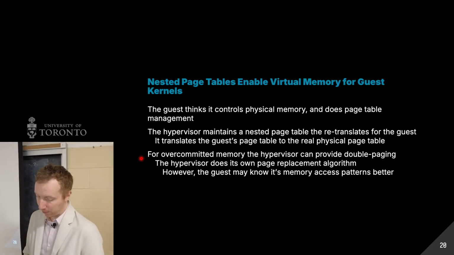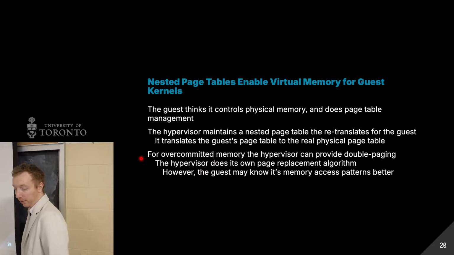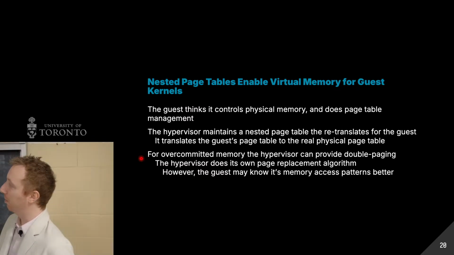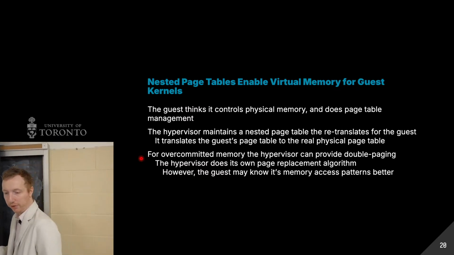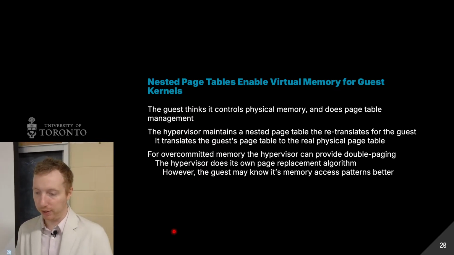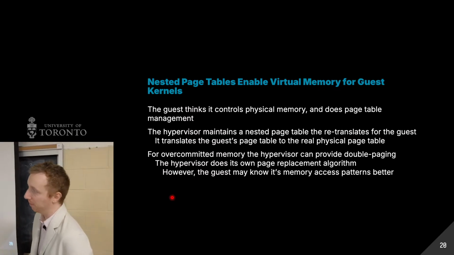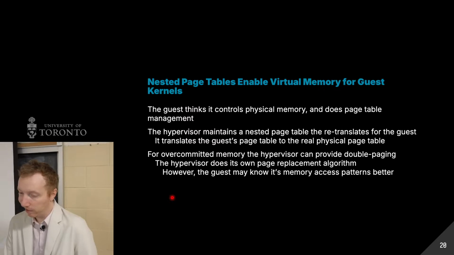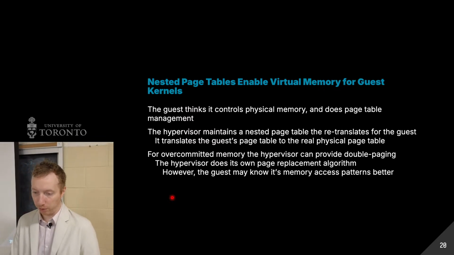And if we have overcommitted memory, the hypervisor can provide double paging. So the hypervisor would do its own page replacement algorithm like we saw in the last lecture. But in this case, we might want our guest to actually do its own page replacement since it probably knows its memory access patterns a bit better. That is a bit of a less important point.